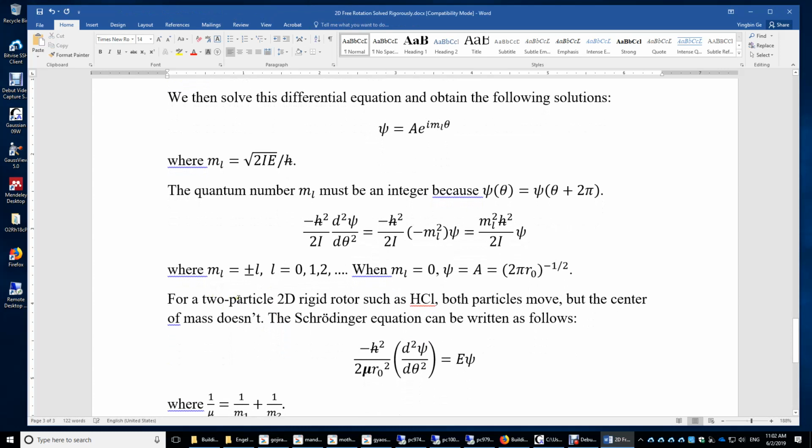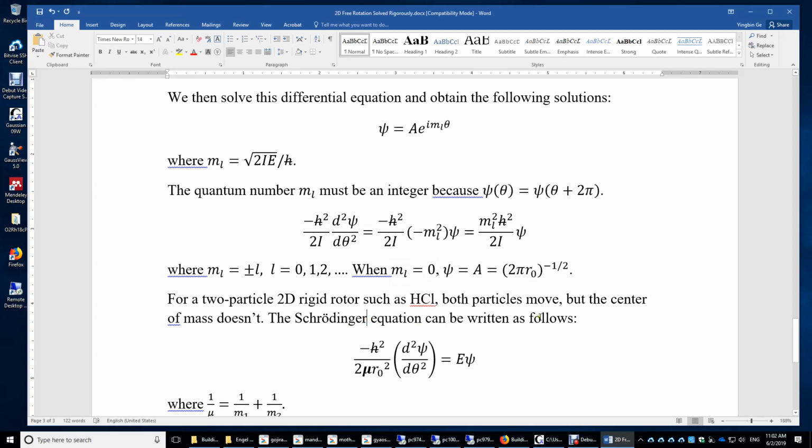All right, for a 2-particle 2-dimensional rigid rotor, this means r naught doesn't change, such as HCl. We're assuming this distance between H and Cl doesn't change, okay? And although both H and Cl rotate, the center of mass of HCl doesn't move. So basically, H and Cl are both rotating about the center of mass. And the center of mass is very close to the position of chlorine because chlorine is heavier. Therefore, the motion of the chlorine is less prominent than the motion of hydrogen.